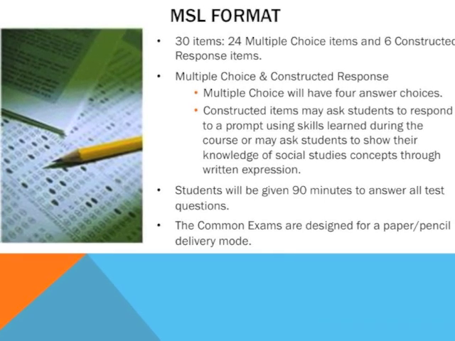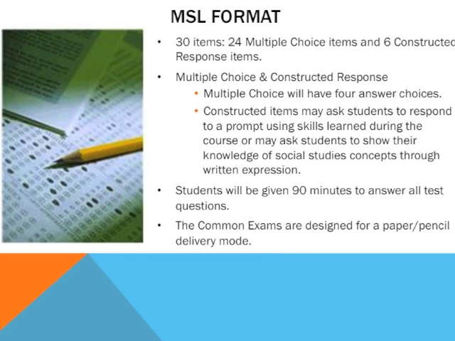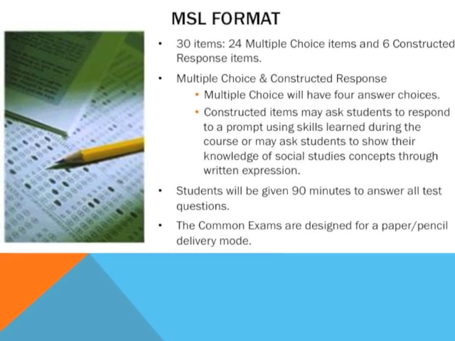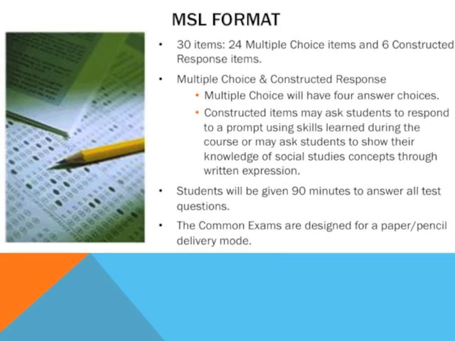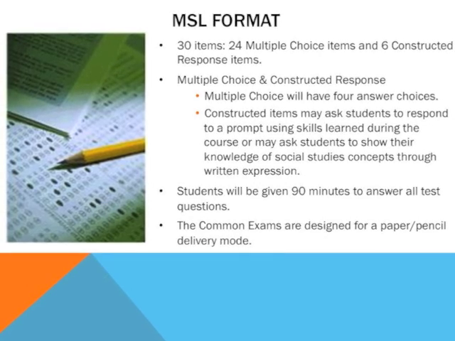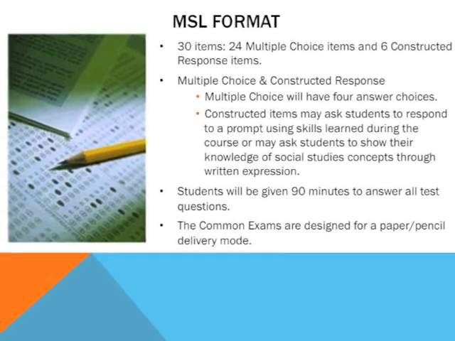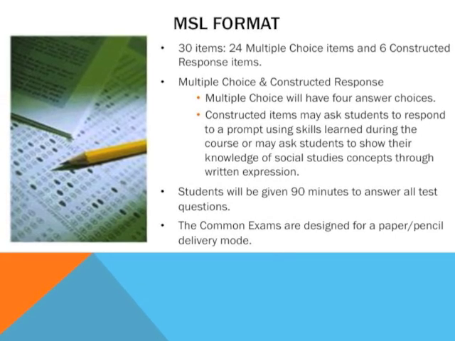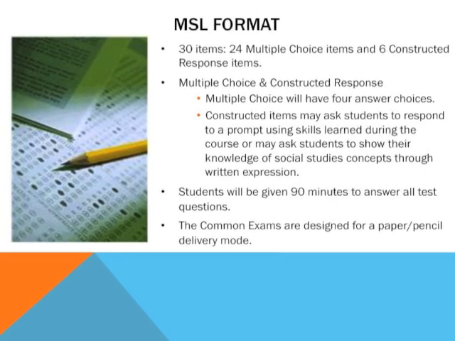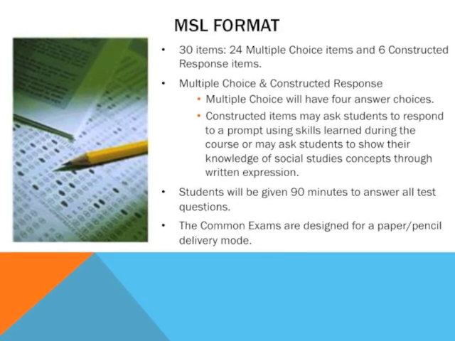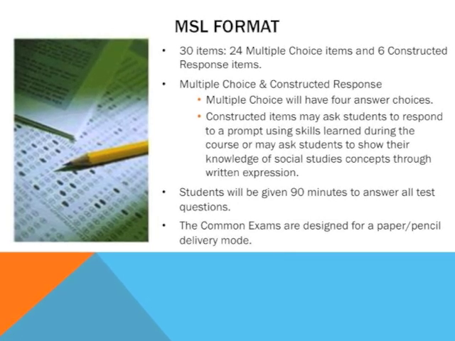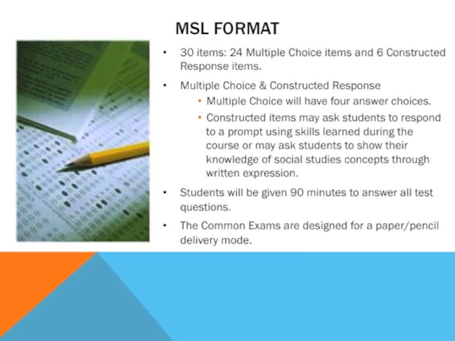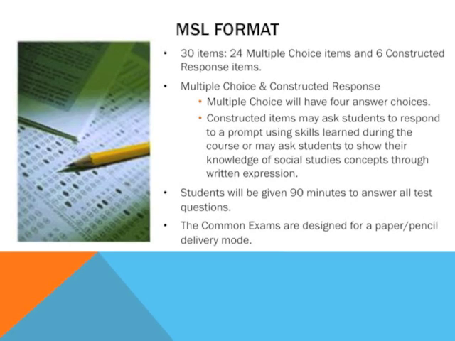It's going to be 30 questions. 24 of those are multiple choice, and 6 of them are constructed response. And the multiple choice will be what you're used to, 4 answer choices, A, B, C, D. The constructed items are a little bit different. They're going to ask you either to respond to a prompt using the skills that you've learned during the course. That might be a graph or a map, or it might ask you to show your knowledge of a social studies concept through written expression, so a short answer basically.